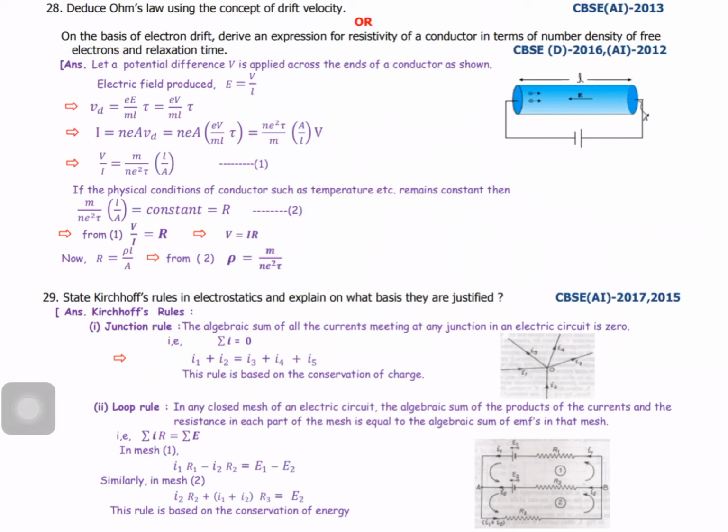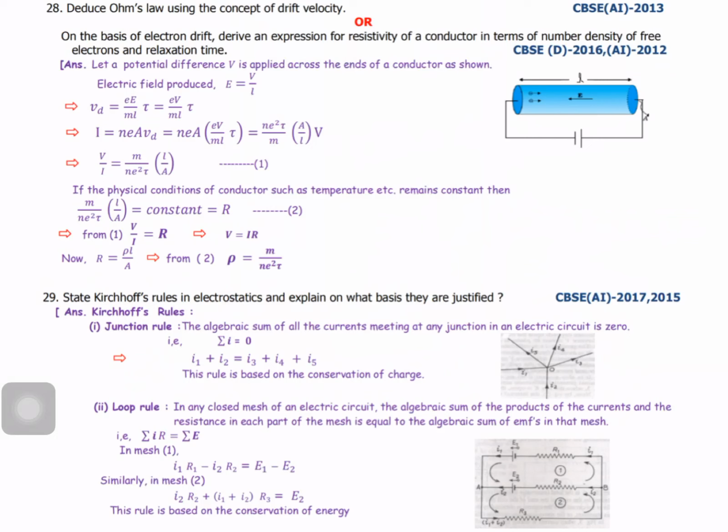That means in the circuit, AB is there; the upper side is mesh 1, and below AB is mesh 2. In mesh 1, what is it? I1 R1. Current into resistance is the voltage, or potential. So I1 R1 minus I2 R2 equals E1 minus E2. Here the minus sign or plus sign depends on the direction of flow of current.